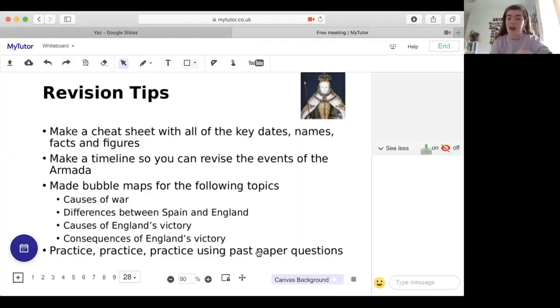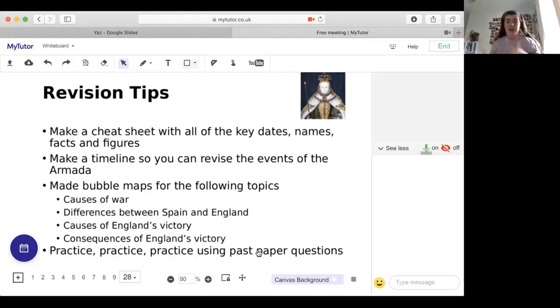Make a timeline so you can revise all of the events of the Armada. It brews for quite a long time, so you want to know what's happening when. So you need to include things like the Dutch revolt, the attack on Cadiz, the days that the Armada was leaving Lisbon, when it finally entered the English Channel, things like that. Making sure you know clearly what happens when is going to be really important as well, for making sure you get your head around this.